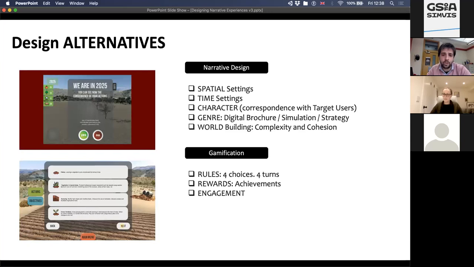I will show it to you now. It is based on four turns where you are evolving in time and you can select four choices between different possibilities. Okay.